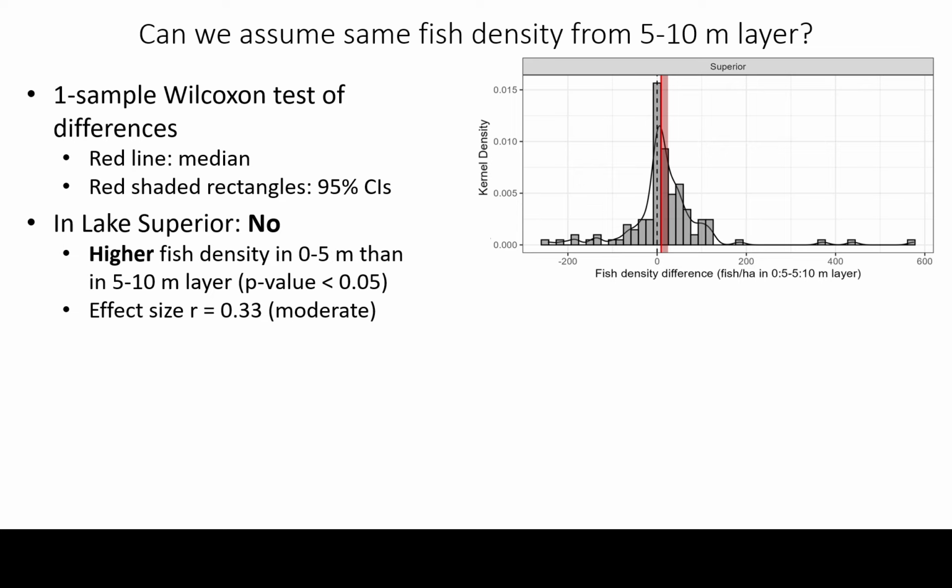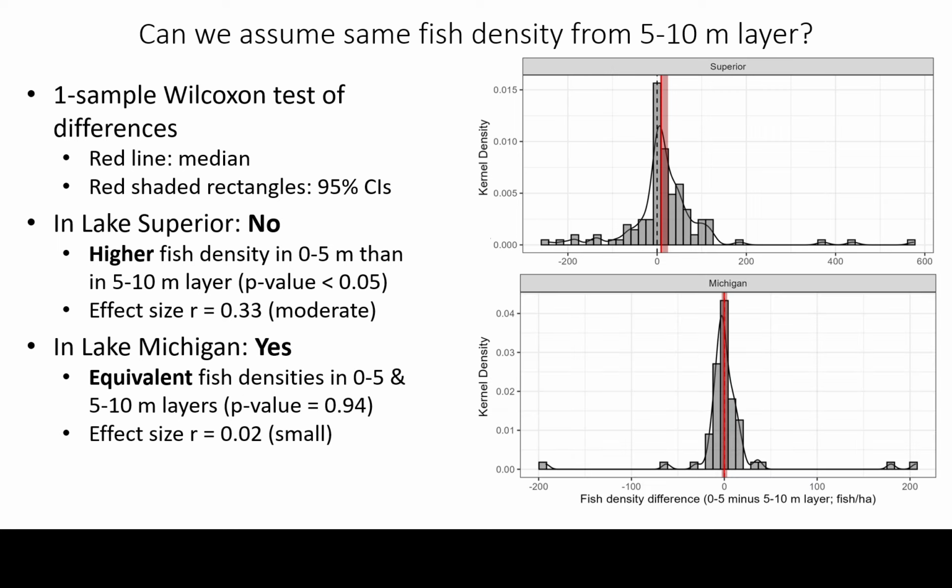right there. In Lake Superior, on this upper plot, it looks like no, you can't use the same densities of fish in the 5 to 10 layer as the 0 to 5 layer. There was a higher density of fish in that top 5 meters of the water column, and that was a relatively large effect size. However, in Lake Michigan in 2022, we can use a simple correction factor, and the densities in 0 to 5 and 5 to 10 were very similar.